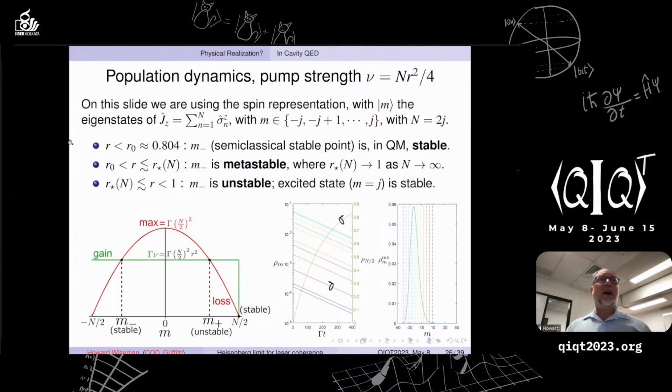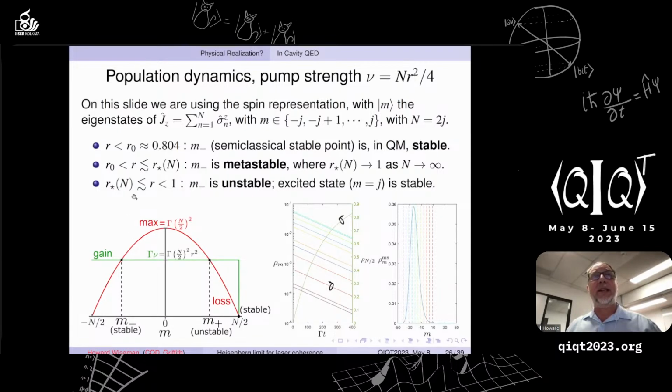It turns out for R less than a critical value, R naught, the semi-classical stable point is stable in quantum mechanics as well. So you get a solution around here. For R between this value and some other value, which actually depends on n, it's metastable, which means that if you start here, you don't actually stay there forever. You eventually end up over in this other stable point. So that's what metastable means, and that's what these graphs are showing.